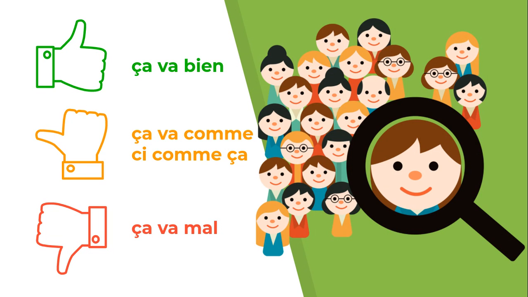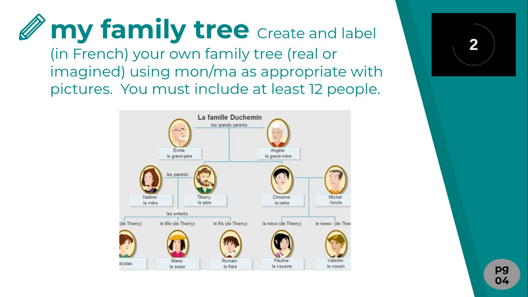Bien. Alors, let's go ahead. If you haven't finished this already, we're going to create and label in French your own family tree, real or imagined. And let's go ahead and switch it to mon and ma, so my as appropriate. And you should have pictures even if they're just like smiley faces. You must include at least 12 people.